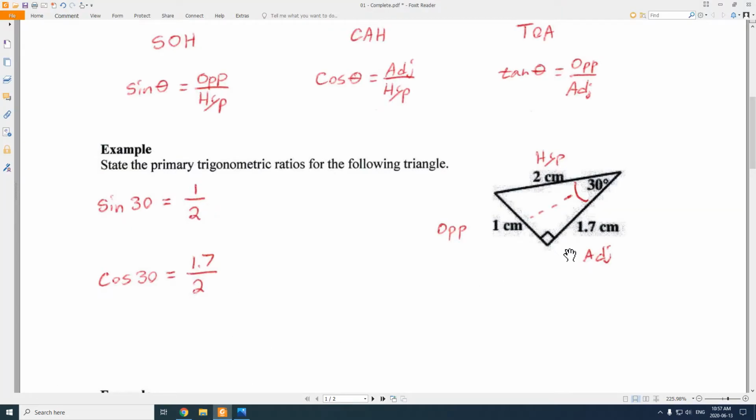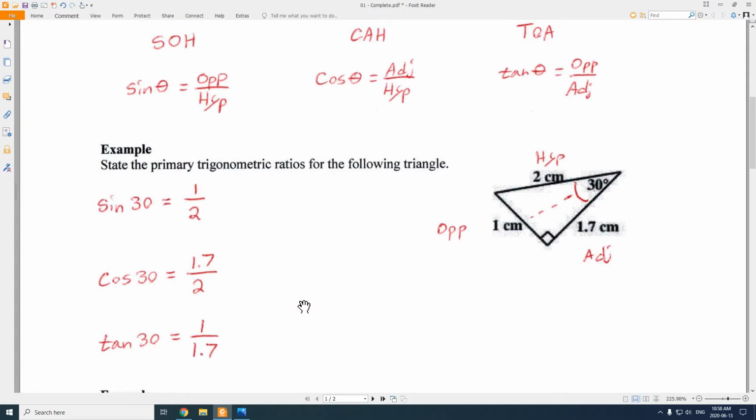And last one, we'll use tan now, TOA. So TOA, tan is equal to opposite over adjacent. So tan of theta is tan 30. You always have to put something into the sine, cos, and tan. You never have sine, cos, and tan on their own. There's always an angle that's going into it, right? Because you need some angle to look up on that table. So tan theta equals opposite. My opposite is a 1, divided by adjacent, which is 1.7.